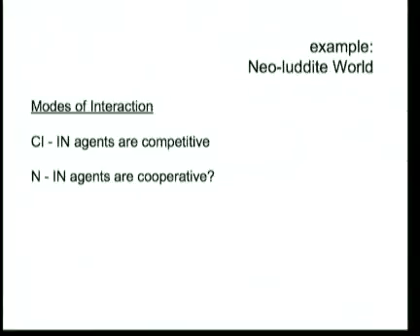So in this neo-Luddite world, in their modes of interaction, it appears obvious that counterinsurgents are in a competitive relationship with insurgents. What's not so obvious is the relationship of neutrals to insurgents. In some sense, the population of neutrals is clearly affected by the insurgents since they're indiscriminate in their terrorist activities. On the other hand, neutrals can be recruited to the insurgent population in some sort of cooperative manner. So this one's a little more difficult to understand. In fact, it's sort of at the heart of the complexity of the dynamics of this simulation.